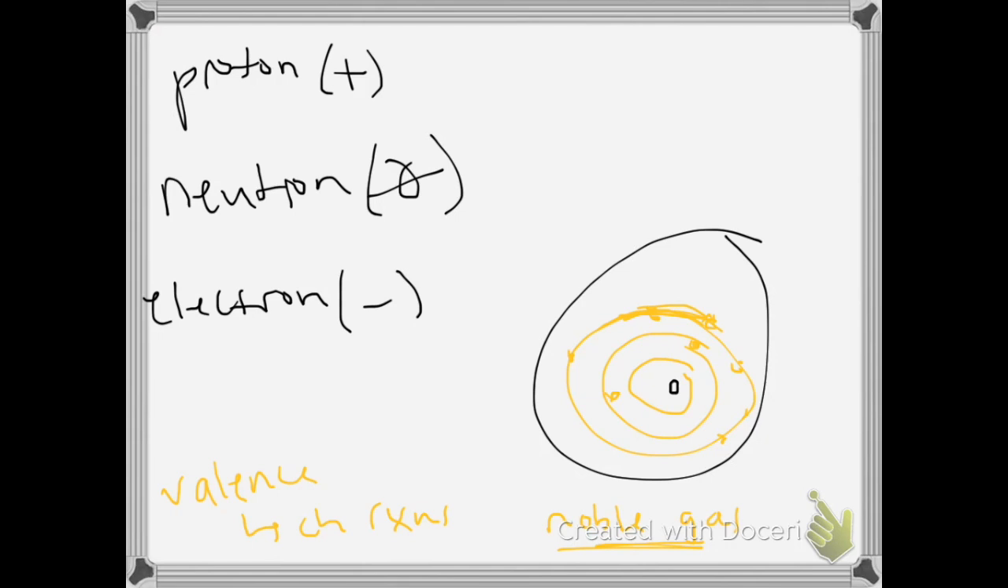So let's talk about the difference between an element, a molecule, and a compound. An element is any substance that can't be decomposed into smaller substances by ordinary chemical reactions.